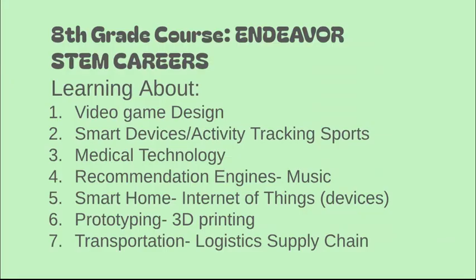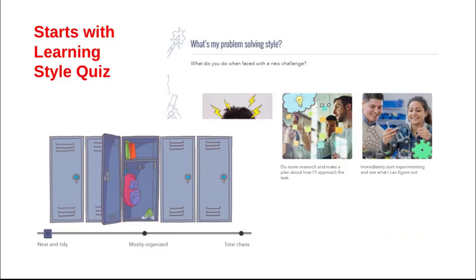Eighth graders, you're learning about 7 different topics, video game design. And my sixth graders, you can stop the video. At this point, you've heard all you needed to do. Eighth graders, video game design, smart devices, medical technology, recommendation engines in relation to music and playlists, smart home and the Internet of Things, prototyping with 3D printing, and transportation that goes over logistics and supply chain.